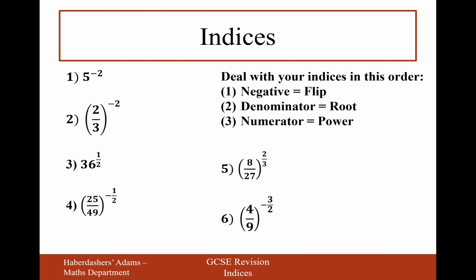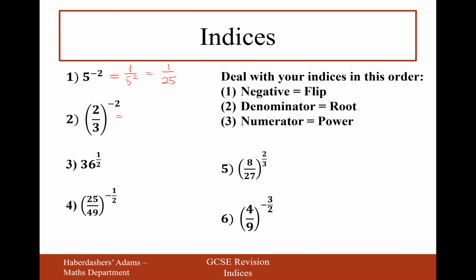You may want to pause the video and have a go at these if you wish to do so, but I'm going to go through them now. The first thing I'm going to do with question 1 is flip the fraction upside down. It's 5 at the moment, so I'm going to turn it into 1 over 5. And I'm going to keep the power on the 5. There's no denominator on this index here, so I'm going to skip step 2 and go straight to the power. That's going to be 1 over 25.